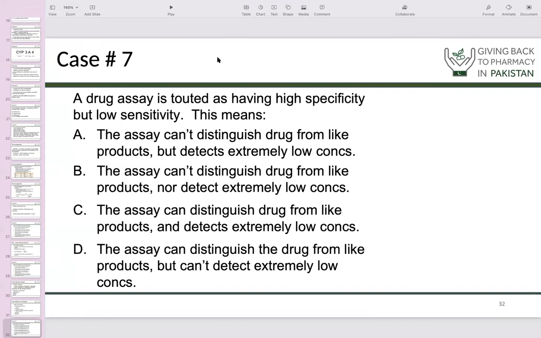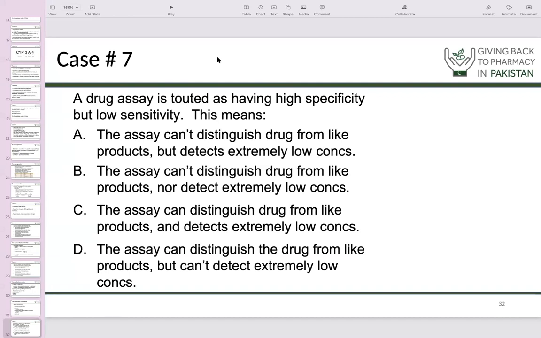So specificity is basically that a test can distinguish a drug from like products. For example, esomeprazole, omeprazole, pantoprazole, lansoprazole. If a test can identify which drug this is, because their structures are very similar, then this is a highly specific test which can identify, okay, this is esomeprazole, this is pantoprazole, or this is azithromycin, this is clarithromycin, this is erythromycin.